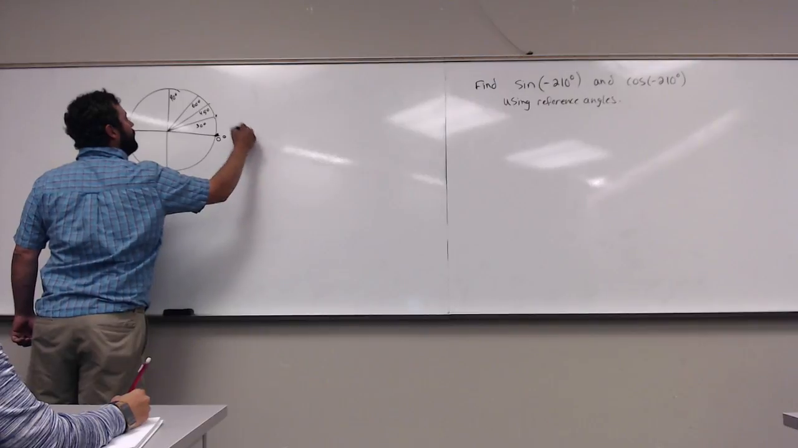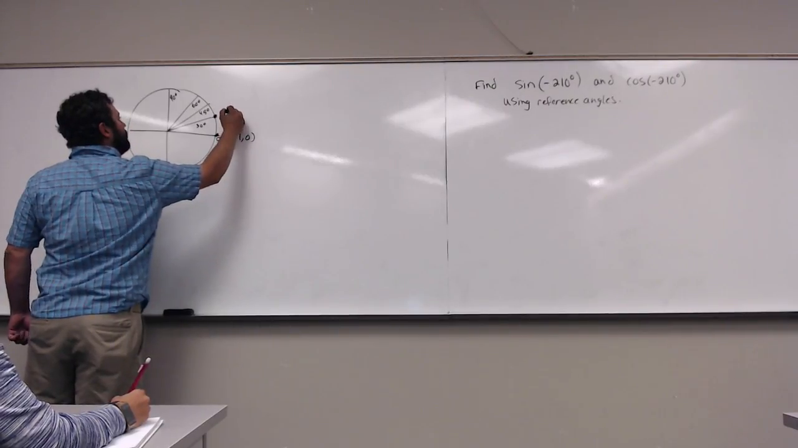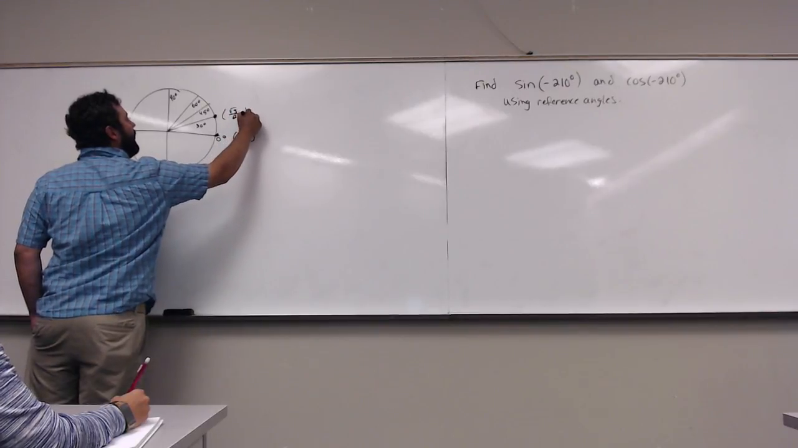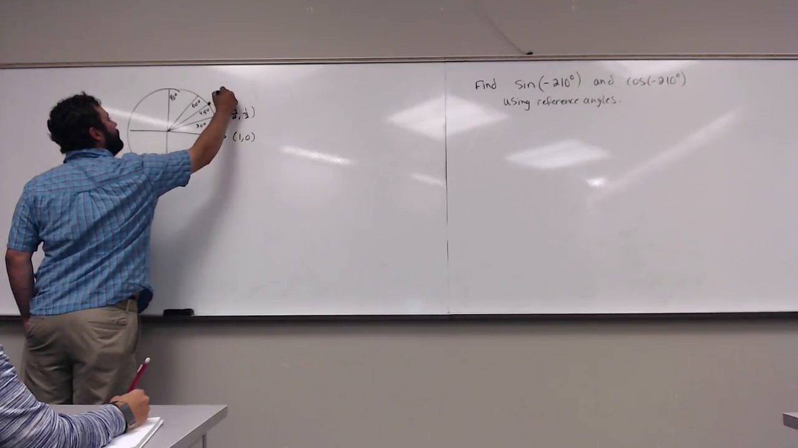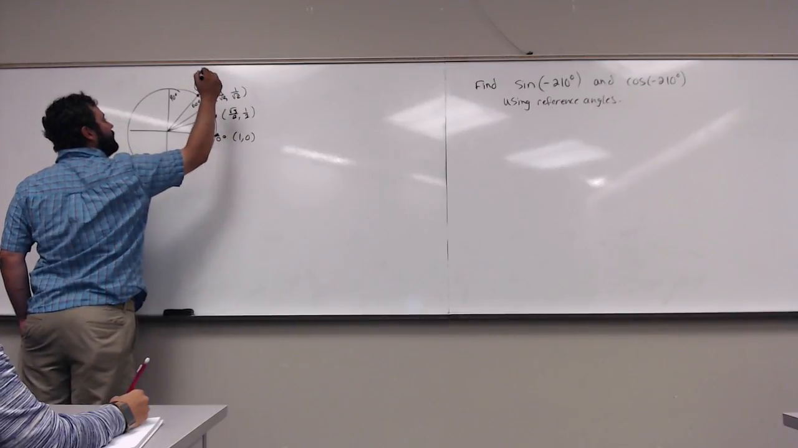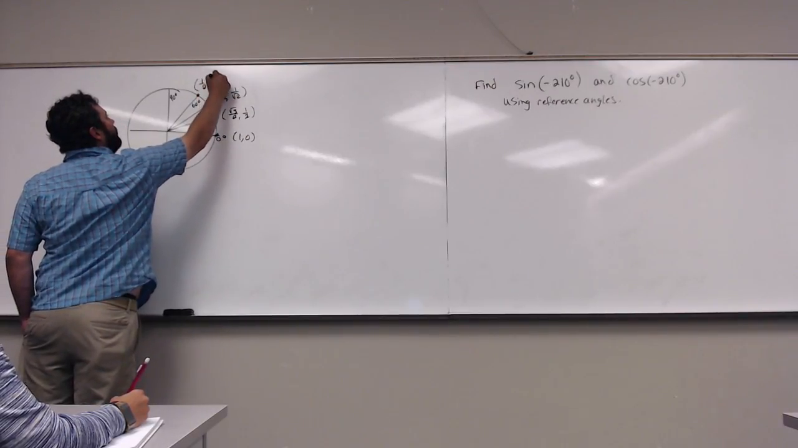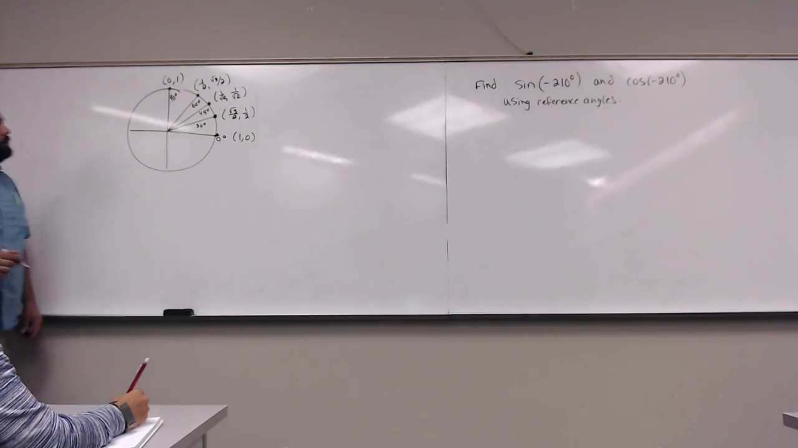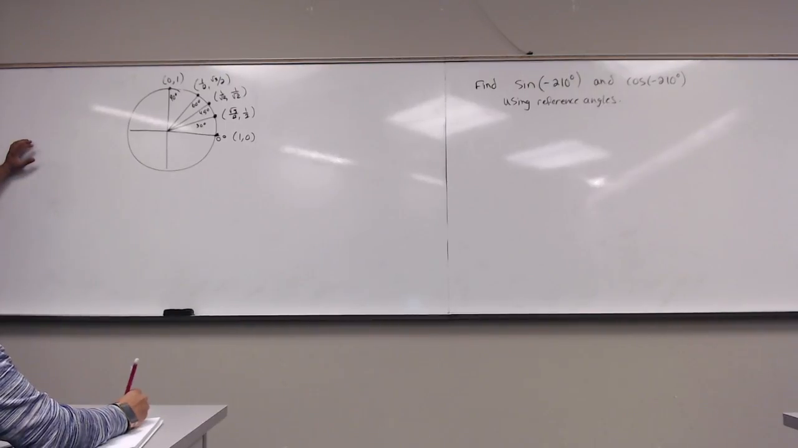That's 1, 0. This is root 3 over 2, 1/2. This point is 1 over root 2, 1 over root 2. And this point right here is 1/2, root 3 over 2. And then, of course, 0, 1. Okay, so if I'm going to use reference angles, I really only need to use the first quadrant in the unit circle.